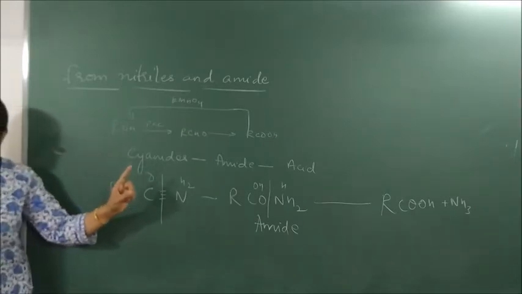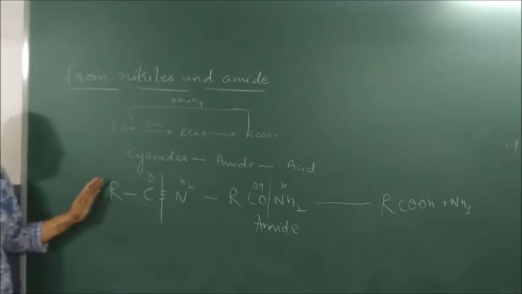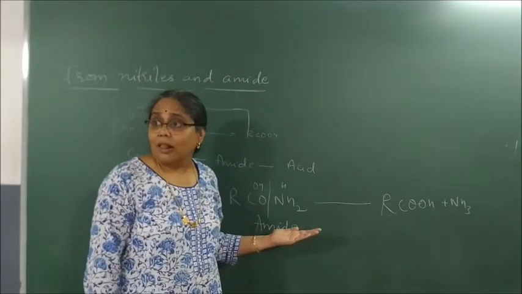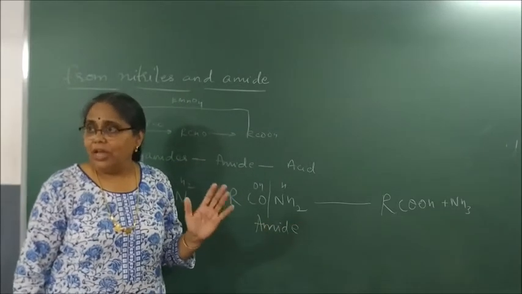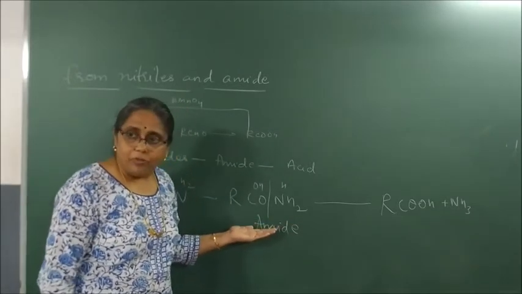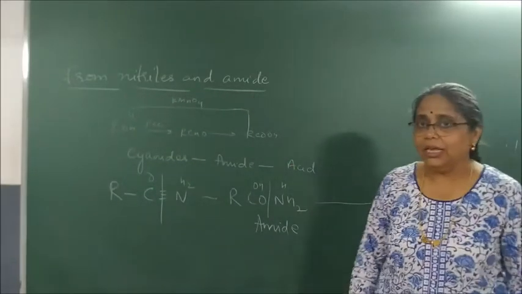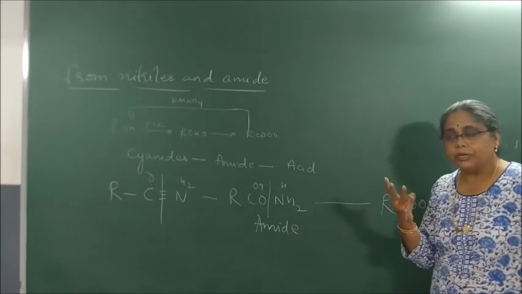KCN will give cyanide and AgCN will give isocyanide. So the cyanide forms amide, and this amide will give you carboxylic acid. Clear? So three concepts you have learned.